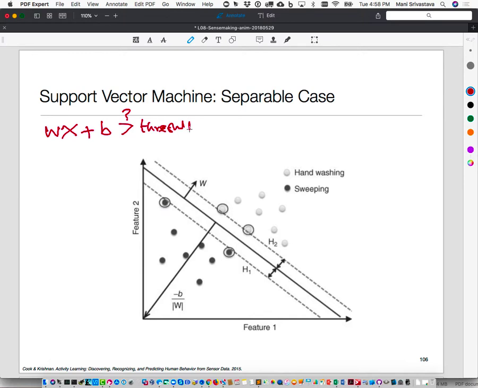So in this case, the points are clearly linearly separable. That is, there exists a line so that all white points are on one side, and all black points are on the other side. And in this case, the question becomes, what is the best line? The idea is that the best line is the one which maximizes the distance to the closest point.